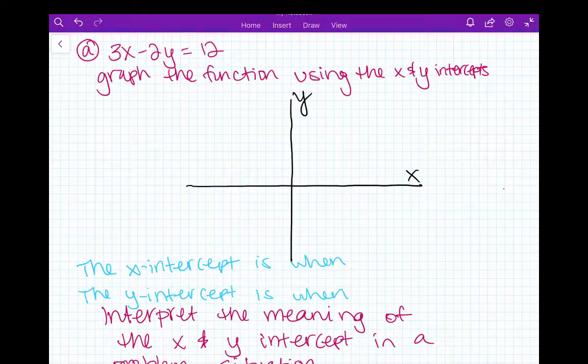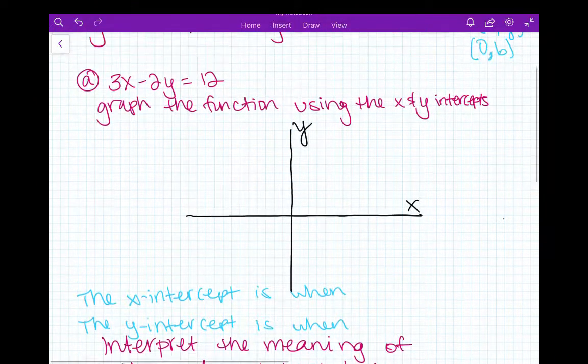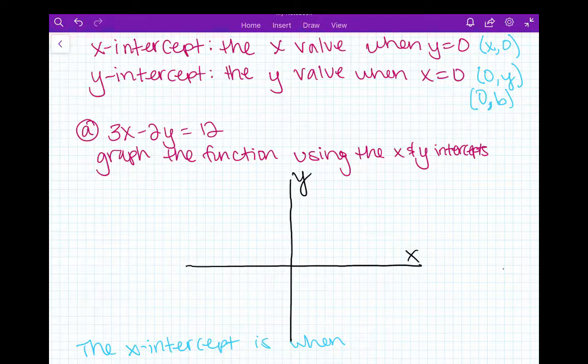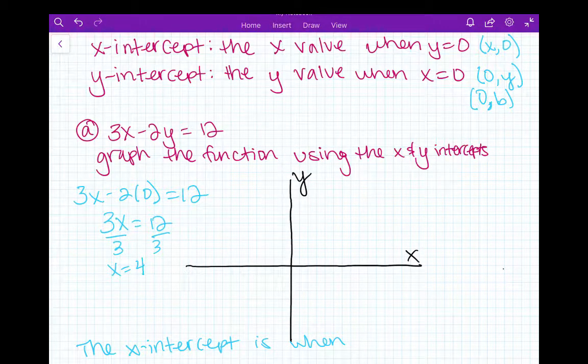So in this first example, it says graph the function using the x and y intercepts. So we're going to use our definitions that we just learned. If the x-intercept is when y equals 0, then I'm going to plug in a 0 for y, and now I'm going to solve for x. Negative 2 times 0 is 0, so that is 3x equals 12. Divide by 3 on both sides, x equals 4. So my x-intercept is 4, and remember my y value was 0. So that is the point 4 comma 0. So I'm going to plot that right here.